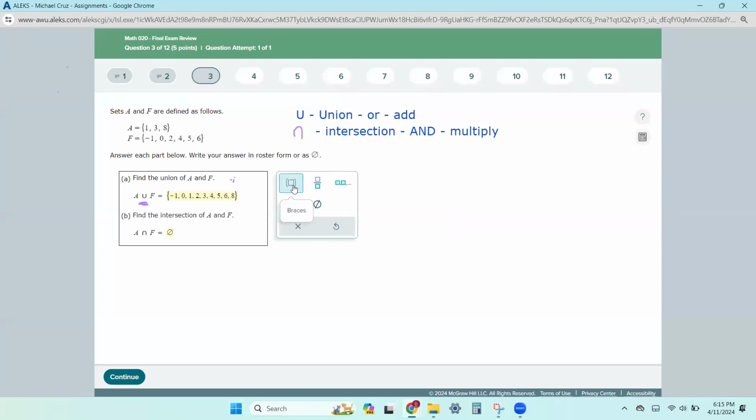Or you can use this, just open and close it. In other words, like this. Just basically that. That also means empty set. Since they've got that special symbol on there, I would use that one, but technically that means the same thing. All right. So number 4.